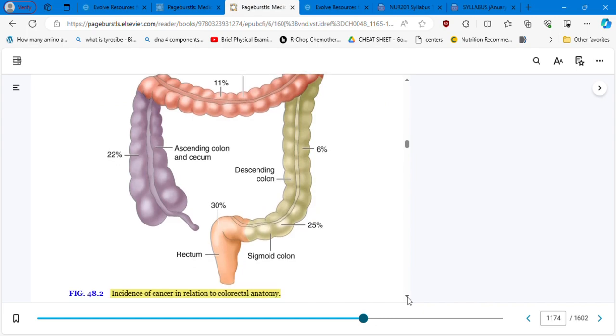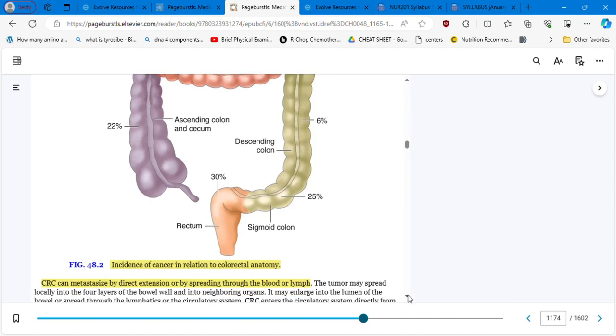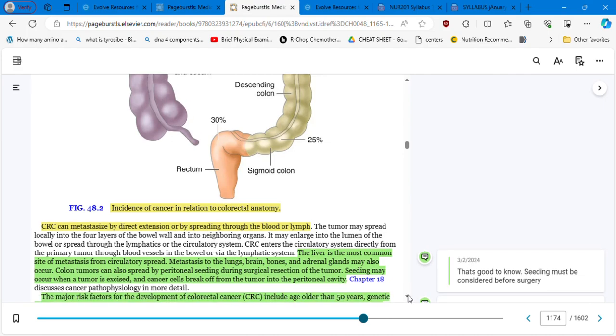So here we have the diagram. We have the 30% in the rectum, and in the sigmoid colon, if you add the 30% of the rectum plus the 25 in the sigmoid colon, there you go, 55% of most colon cancer is occurring in that area.